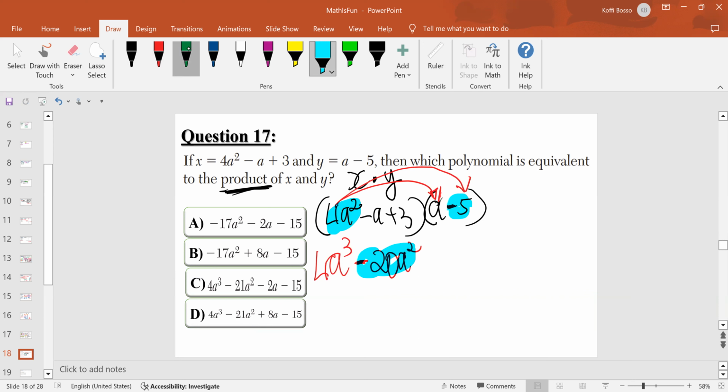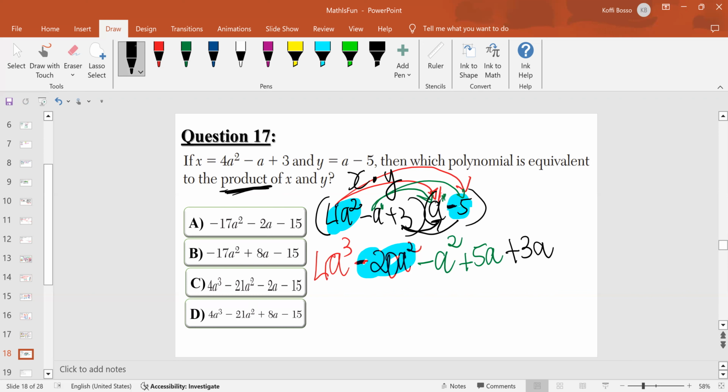Now we continue. This time you're going to take -a. You multiply -a by a. Negative a has an exponent of 1, and a also has an exponent of 1. So that will be -a squared. We added the exponents. The same -a, you multiply by -5, and that will turn to +5a. After that, we take the last term here, which is 3. You multiply by a, that gives you what? 3a. The same 3 multiplied by -5 gives you -15.